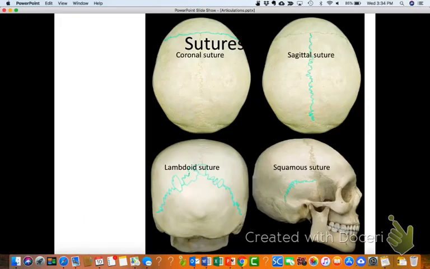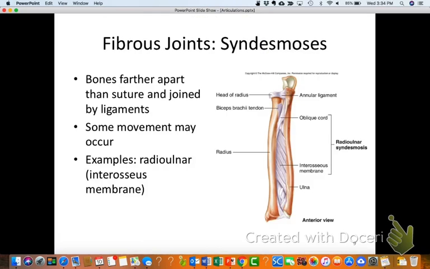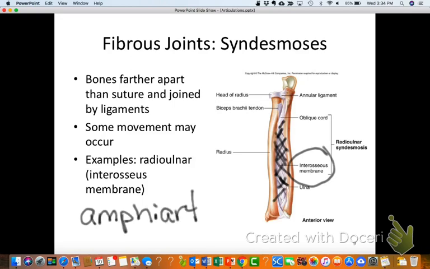Okay, so that's what you need to know about sutures, and you remember the sutures from lab. So the second kind is called a syndesmosis, and here what you see is this membrane, this interosseous membrane that kind of stitches the shaft of the radius and ulna to each other. That's actually a pretty wide gap, and so this is slightly movable. Remember, that means amphiarthrosis.